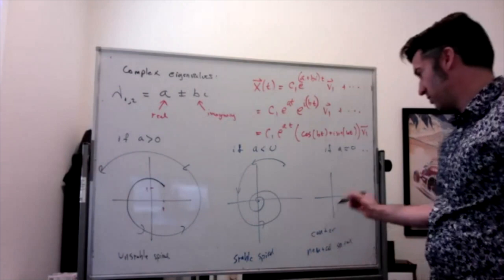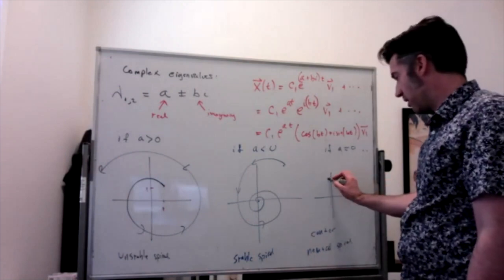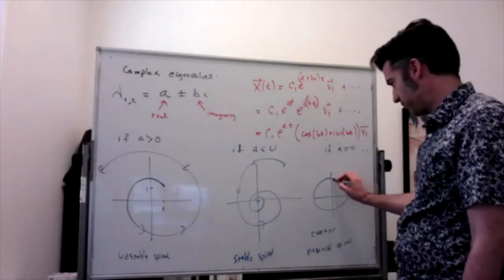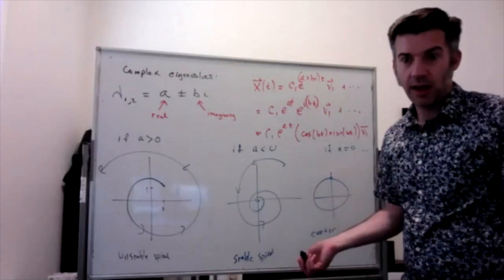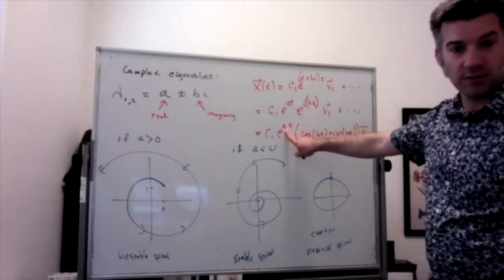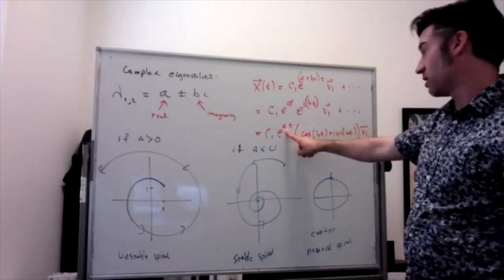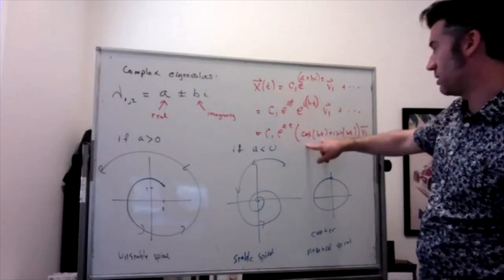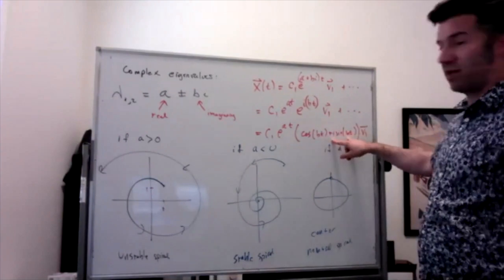So what's kind of crazy about this one is wherever you start, you're going to end up exactly back where you started. And the reason for that is because if this part is 0, then you're just left with the vector being cosine of bt plus i sine of bt. But here's what's going to happen.